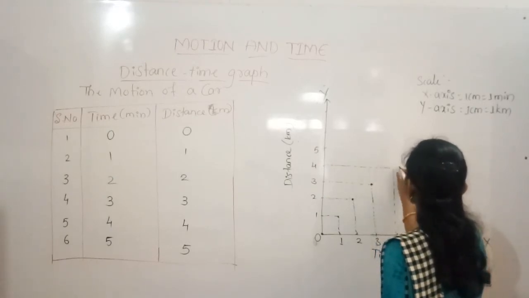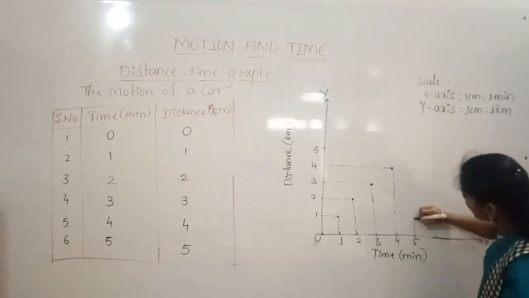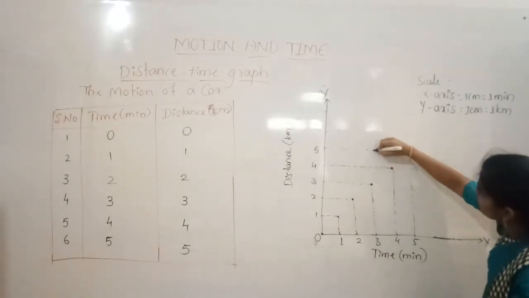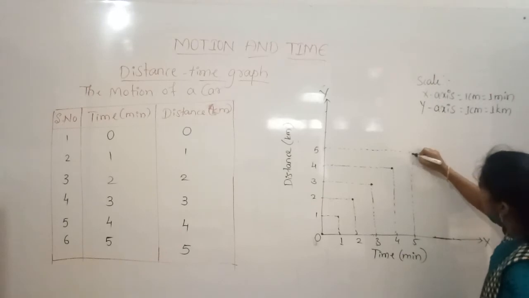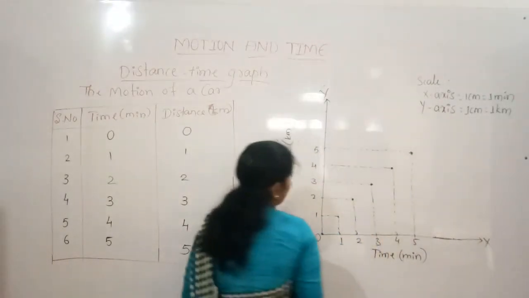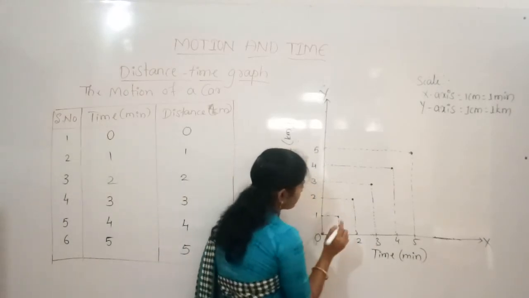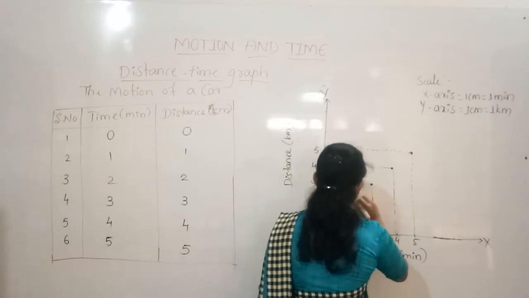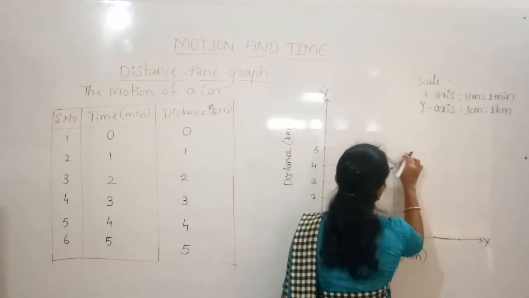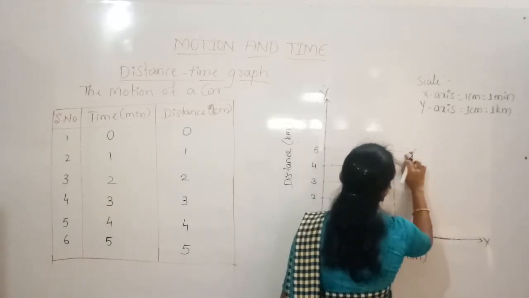Okay. And you can point here also. And in the fifth minute, again it has covered 5 kilometers. Yes. So mark the line here. And later when we mark all this, we get a straight line.